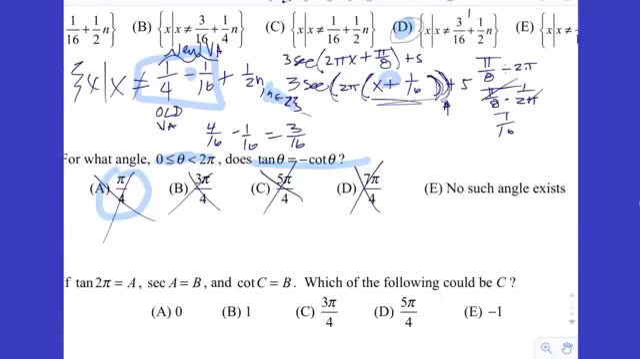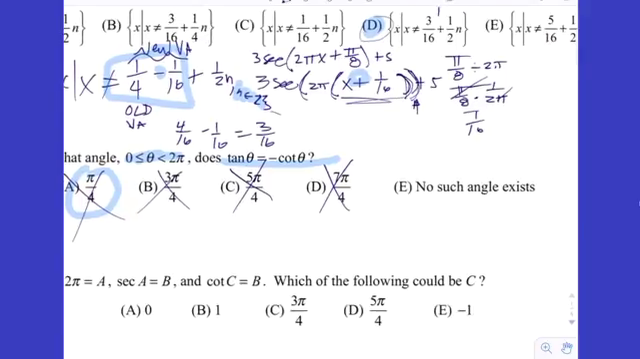Well, you know there has to be a right answer, right? There has to be a right answer. And if it's not A, B, C, or D, by process of elimination, it has to be E. Okay? So actually there is no such angle where tangent is equal to cotangent. And so that's a nice way to do the problem.